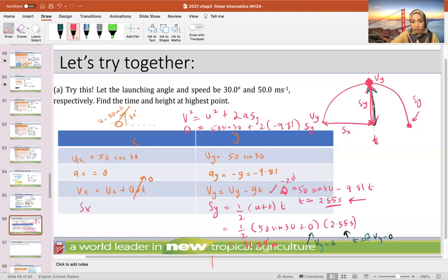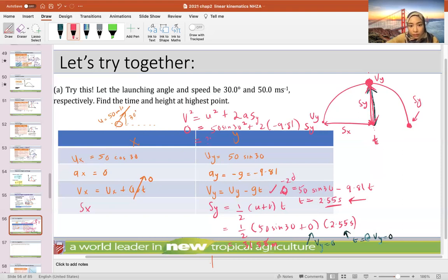Sine 30 plus 2 minus 9.81 times with, oh S tak tahu, sorry. So minus 50 sine 30 divided by 2 divided by 9.81. So I get my SY as, oh this is wrong. This is squared, sorry. 50 sine 30 squared, divided by 2 divided by 9.81. So I get 38.86. Lebih kurang lah.